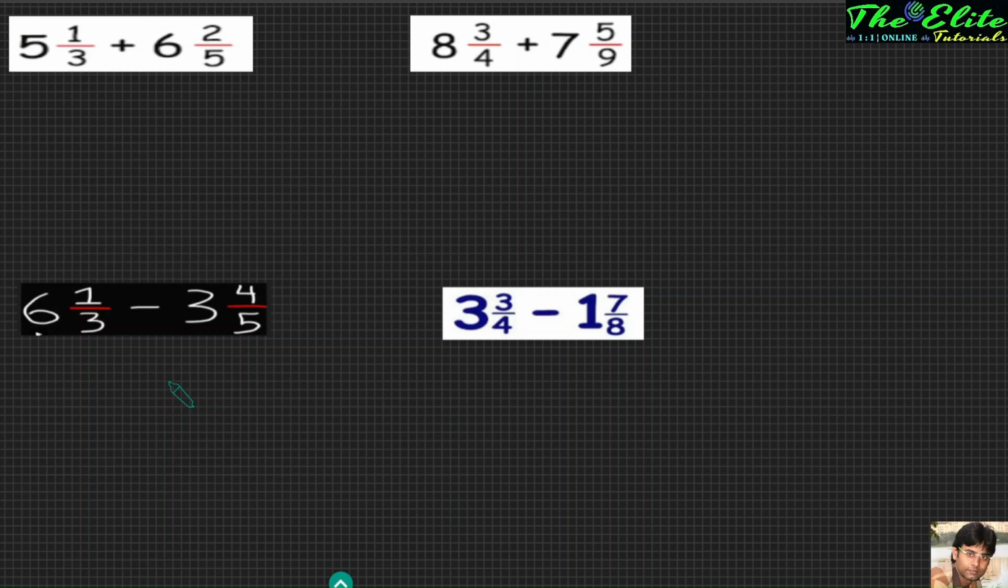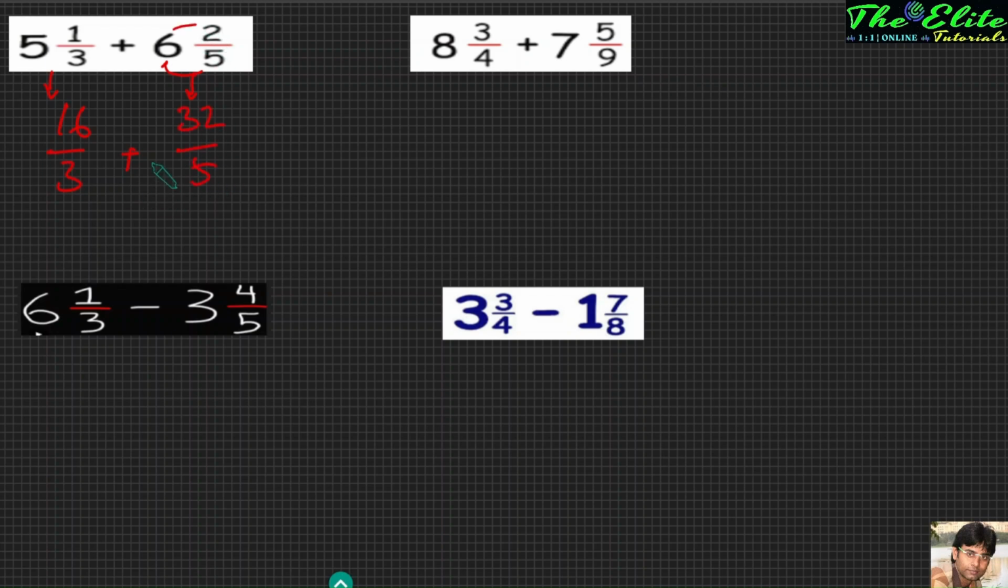You cannot always have fractions that are improper or proper. There could be mixed fractions that are going to be added or subtracted. The simple method is to convert these mixed fractions into improper fractions. So 5 times 3 is 15, plus 1 is 16. So 16 over 3 comes up here. Likewise, 6 times 5 is 30, 30 plus 2 is 32, so 32 over 5 comes up here.